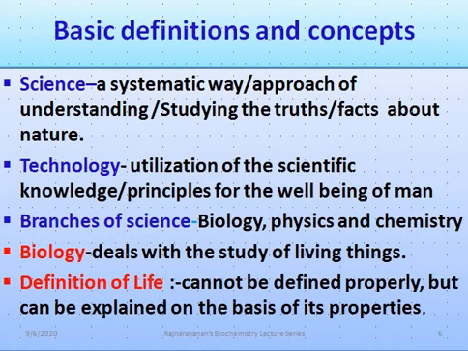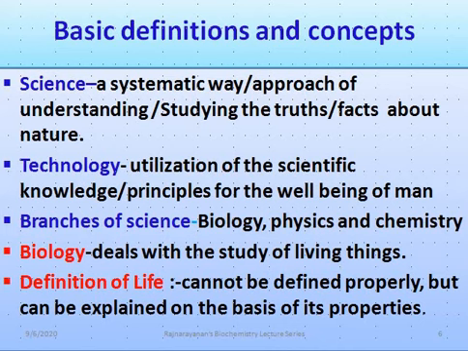What is science? Science is a systematic approach of understanding or studying the truth or the facts about nature. A systematic way of understanding or studying the truths or facts about nature, that is science. What is technology? Utilization of the scientific knowledge and principles for the well-being of man. That is the definition for technology.